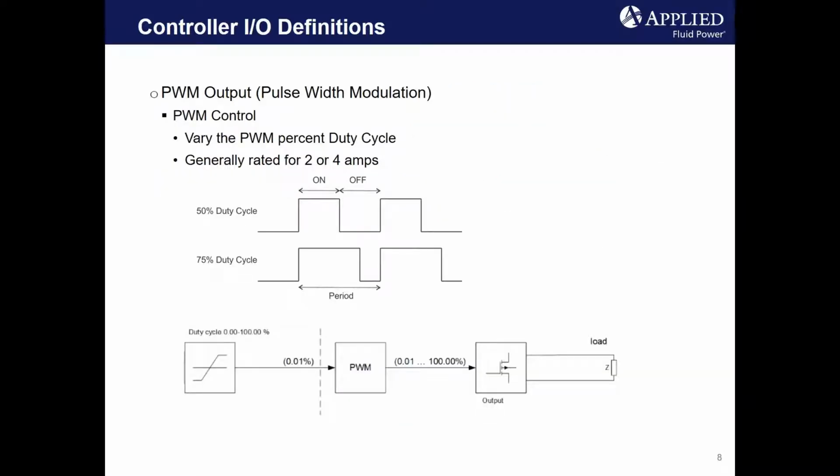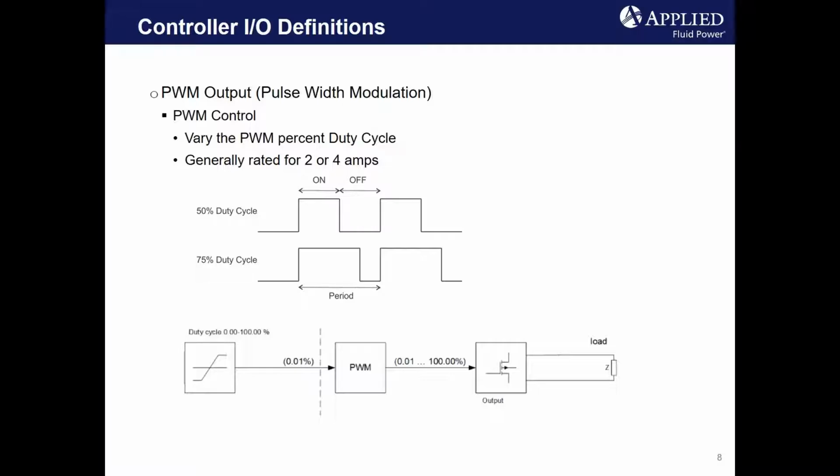So PWM outputs, or pulse width modulation, are very common among mobile controllers, as most hydraulic applications have some type of proportional valve. PWM outputs can be controlled via the traditional PWM control or current control, although not all PWM outputs, depending on the type of controller, are capable of current control.